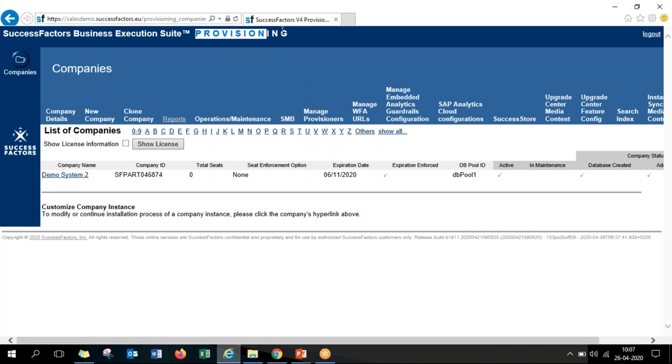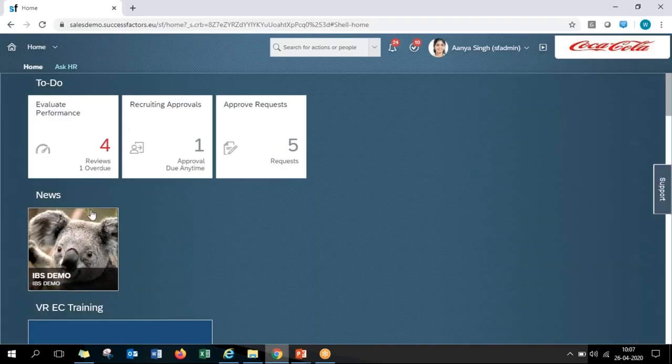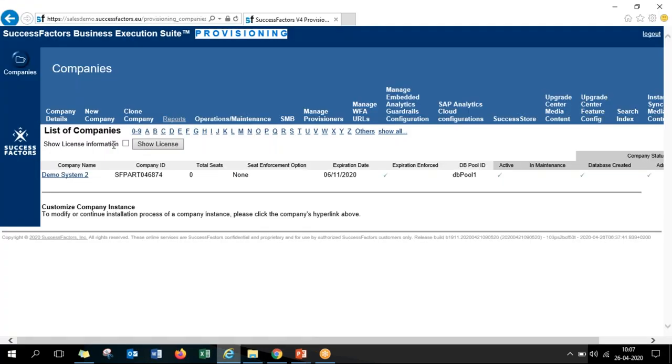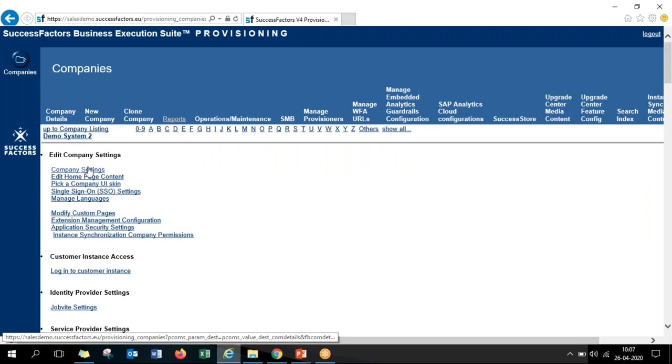The provisioning system is the backend of SuccessFactors, which only a certified consultant will normally access. For the front-end system that you are using, there is this backend login, which is a place where we can do all the basic activations. It's a maximum of 15% of things that we do in the system. So we can just go into a company, and we have company settings available here.